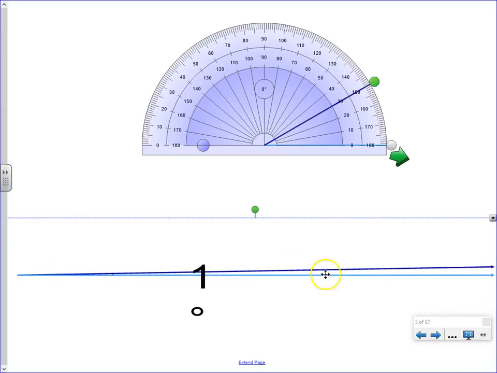Interesting. So is a degree like a set measurement? No, because it changes as it extends, right? So it's not a set measurement. What is it? Well, I guess if we were to answer what is a degree, I'll give you a ratio.